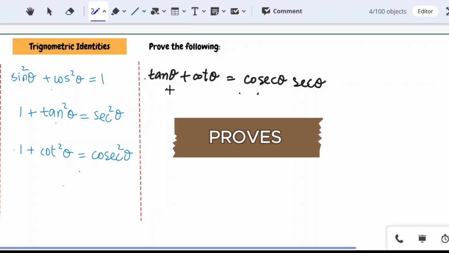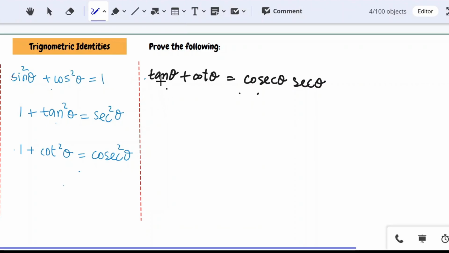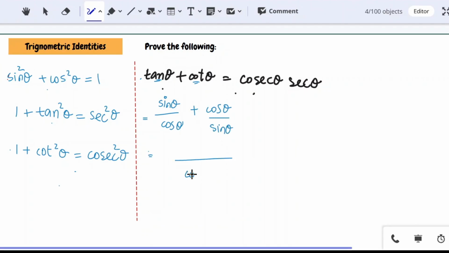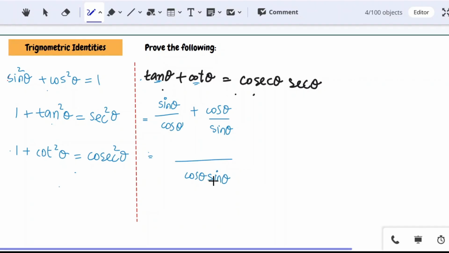Here we need to prove this question. So we'll take the left hand side to prove it, and in the left hand side we have tan of theta, which is equal to sine theta over cos theta, and cot theta can be written as cos theta over sine theta. And when we take the LCM of this, the denominator is cos theta sine theta, and the numerator will be sine square theta, because the denominator is cos theta, so sine theta will be multiplied with the numerator. In the other fraction you have sine theta on the denominator, so cos theta will be multiplied with the numerator, giving you cos square theta. This is how we take the LCM.